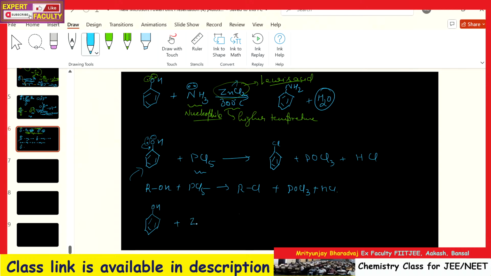Similarly, if we react phenol with zinc, what will we get? We'll get benzene plus ZnO. Keep this reaction in mind.